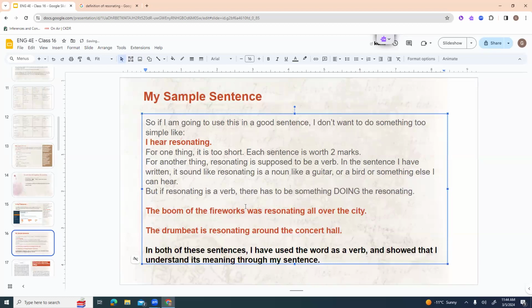So the boom of the fireworks was resonating all over the city. The drum beat is resonating around the concert hall. In both of these sentences, I have used the word as a verb and showed that I understand its meaning through my sentence.